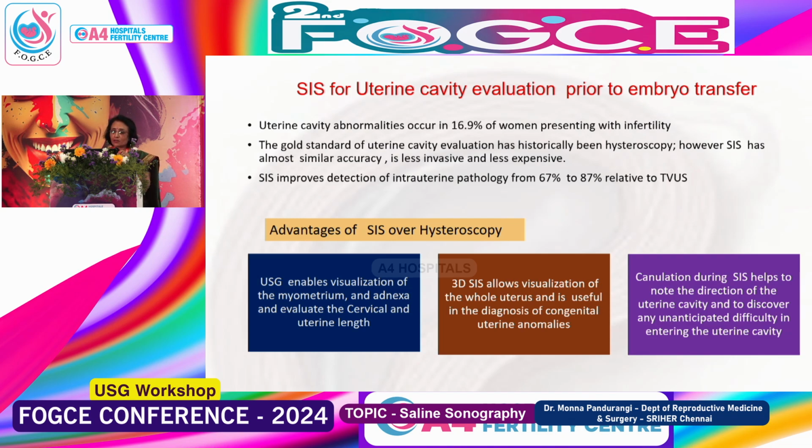3D SIS allows visualization of the whole uterus and is useful in diagnosis of congenital uterine anomaly. Cannulation during SIS helps to note the direction of the uterine cavity and to discover any unanticipated difficulty in entering the uterine cavity. If you take a hysteroscope, you will go up, down, negotiate it and finish off evaluating the uterine cavity, and you will really not be able to document in your notes how to enter with your catheter. That's where SIS scores over hysteroscopy.